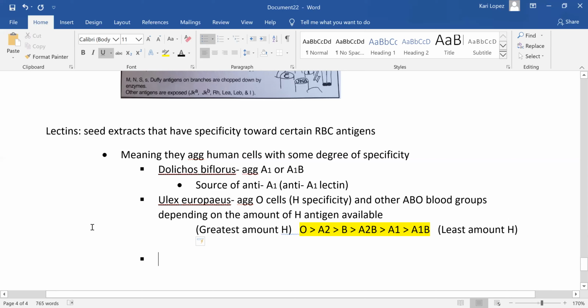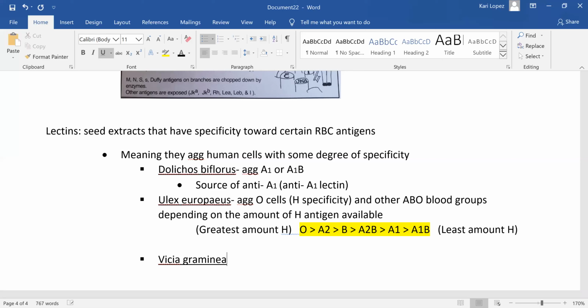Okay, so now our next one is going to be our Vicia graminea. Your guess is as good as mine about how to properly pronounce that. So that agglutinates the N antigen. So it has N specificity. And then our last one is going to be Iberis amara. And that one agglutinates the M antigen. So that's referring to M specificity.